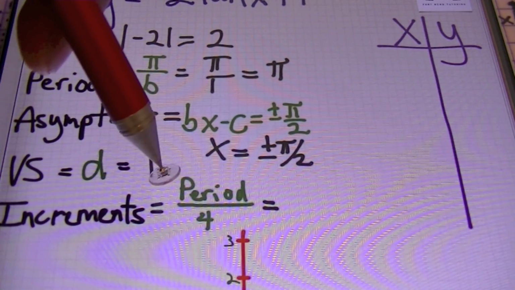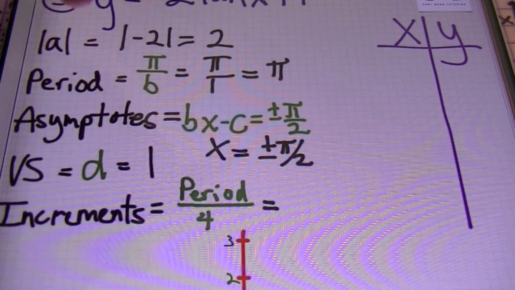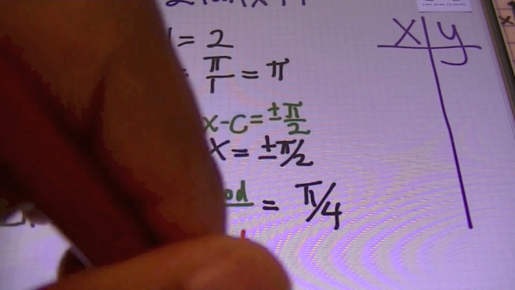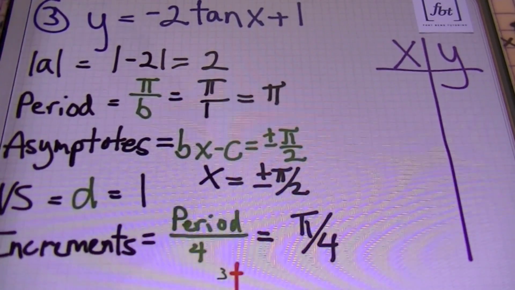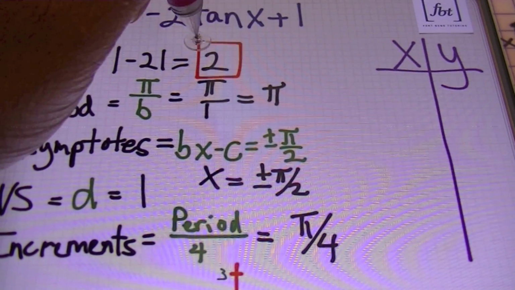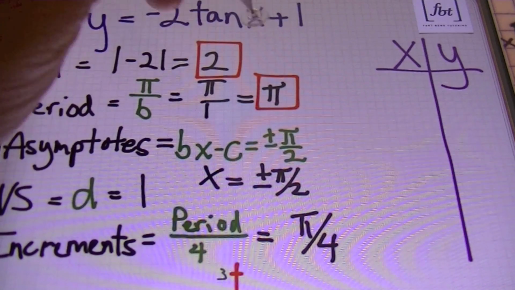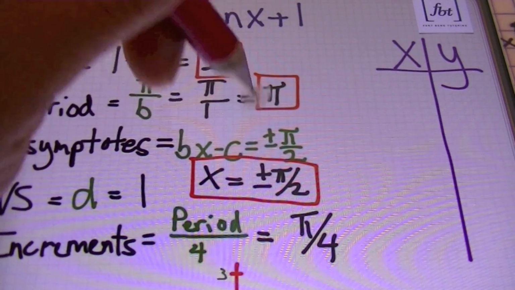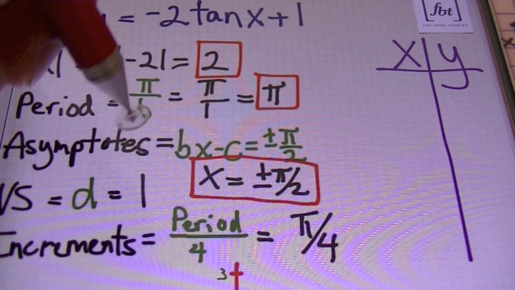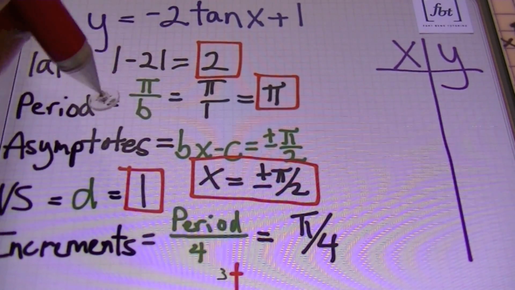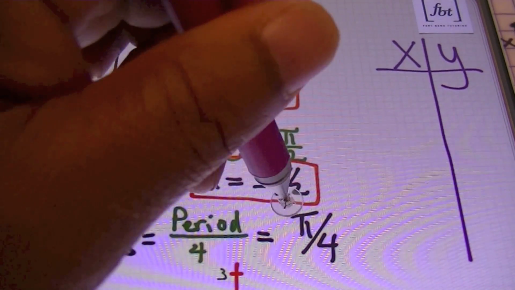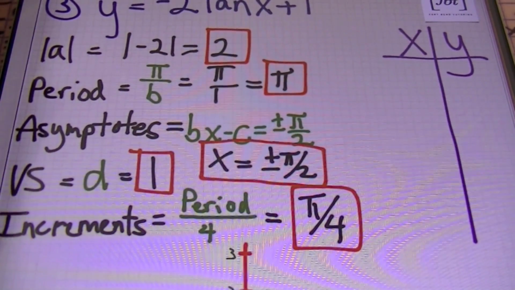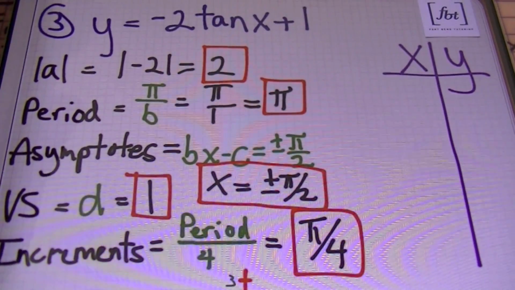Finally, the increments, we'll find that by dividing the period by 4. So I'll have it set up as pi over 4 here. So once again, I'll be highlighting those values that we found. We found out that our vertical stretch is going to be +2. Our period is pi. Our asymptote equations is going to be x equals to plus or minus pi over 2. We'll also have a vertical shift of +1. And I know that my increments is going to be pi over 4. So these values are going to assist me in graphing the function, ladies and gentlemen.